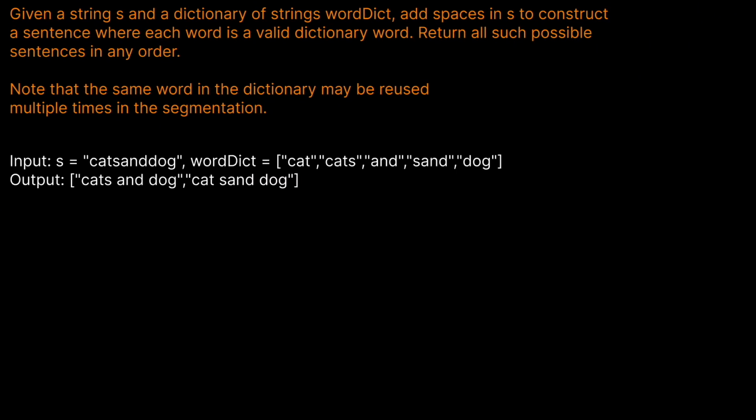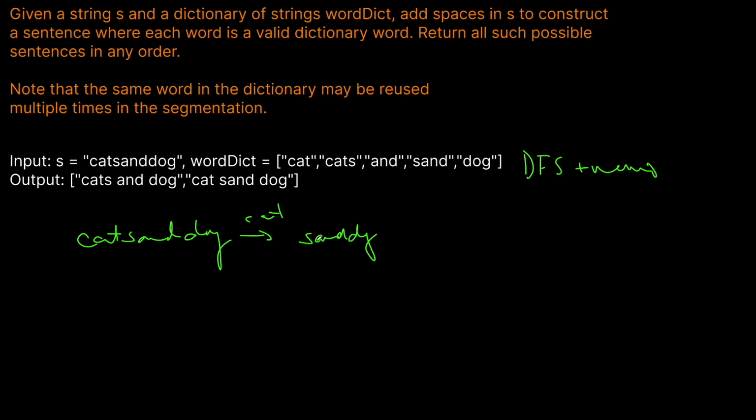We looked at a simple example and we talked about how we're going to use DFS plus memoization to solve this problem. The reason is that we're splitting this up into smaller and smaller pieces. We have our original string, cats and dog. If we split on cat, we then do the same thing for sand dog that we did with cats and dog, except now we have a smaller string.